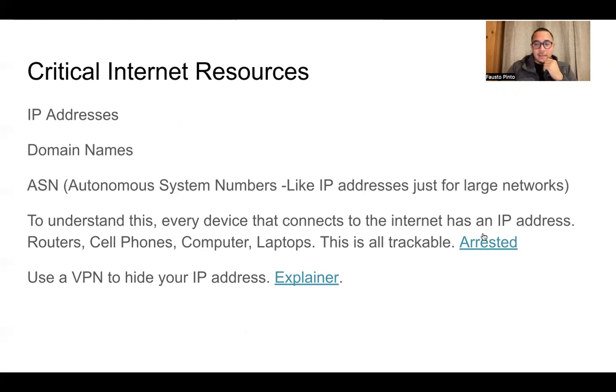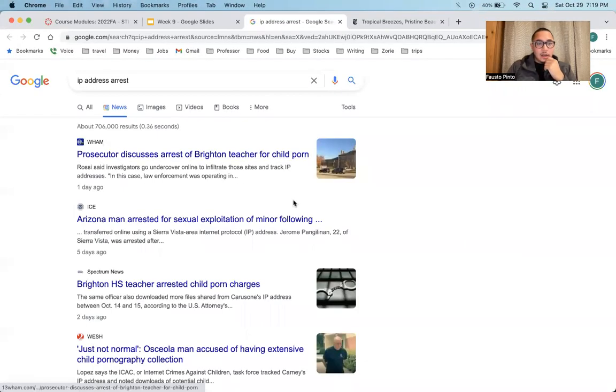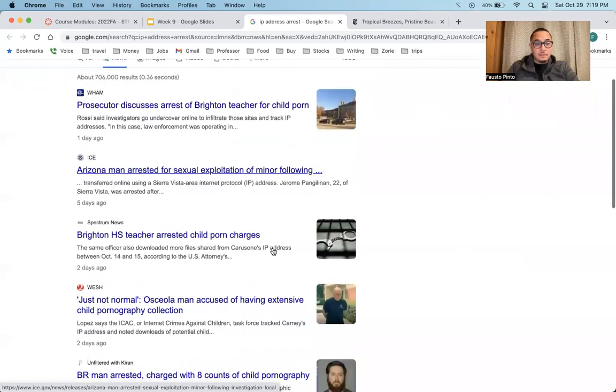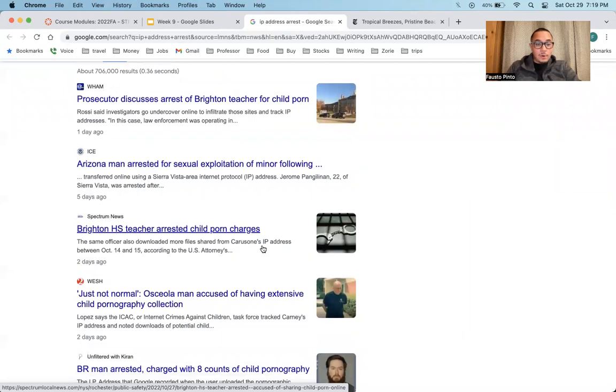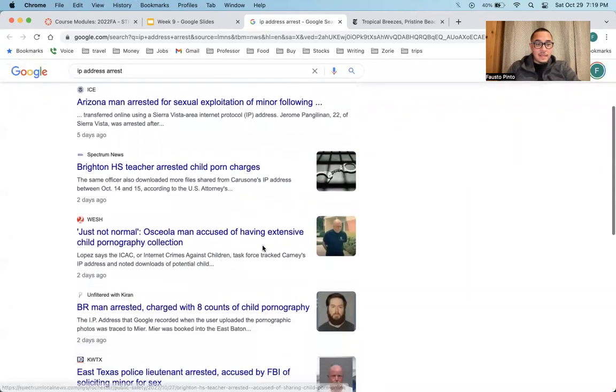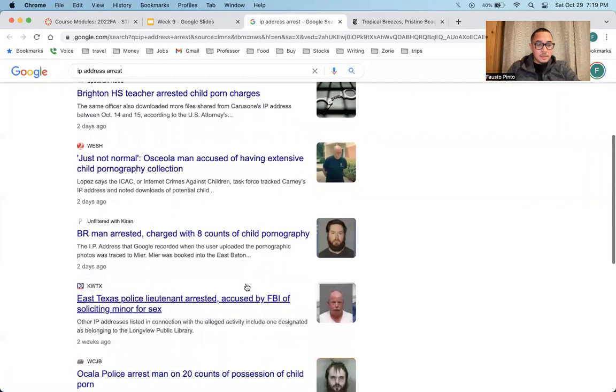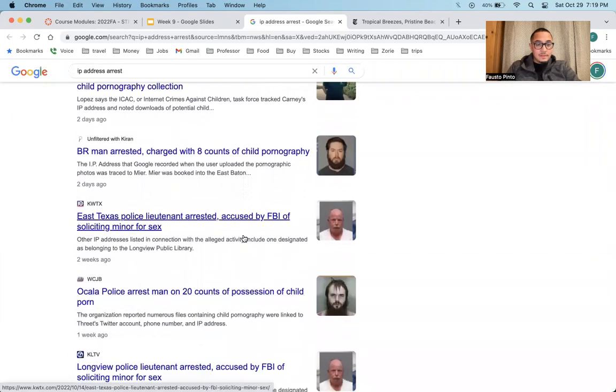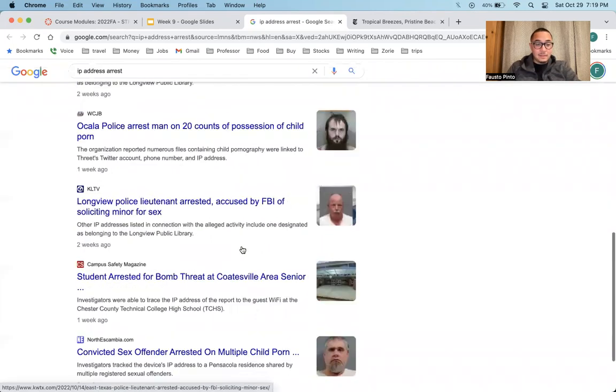Let me go back to that link here for you guys. I just searched "IP address arrest," and you can see lots of different articles come up. They can track you for child porn. A lot of IP addresses are tracked for that. Let's see. Soliciting a minor for sex.